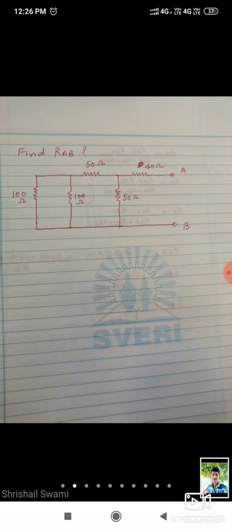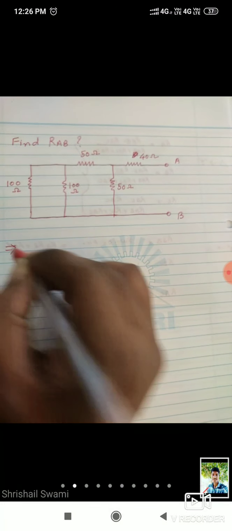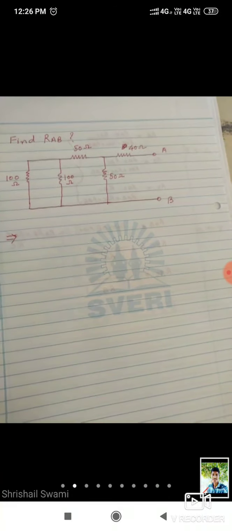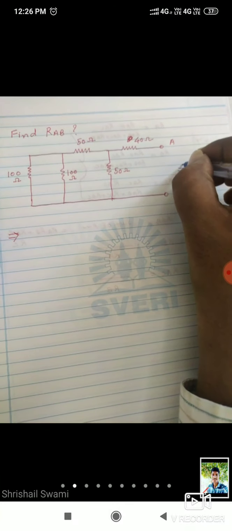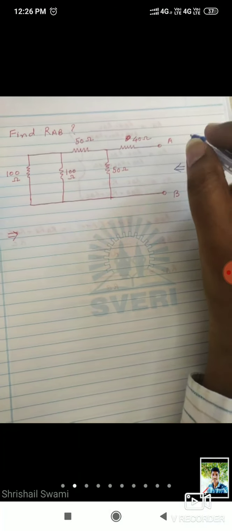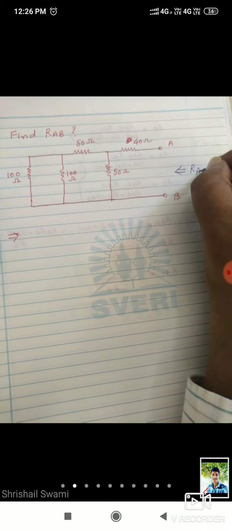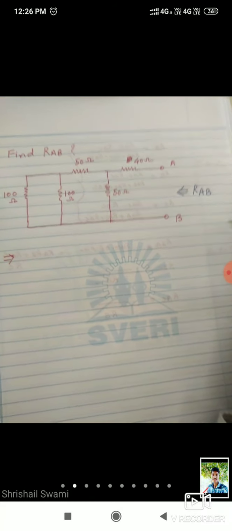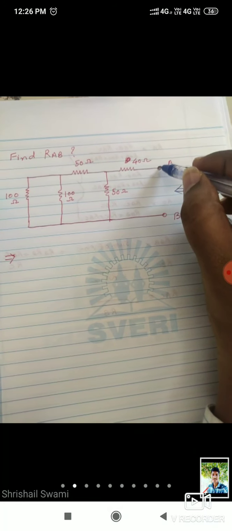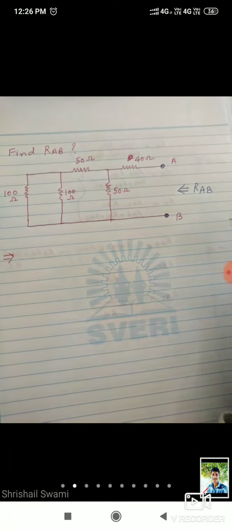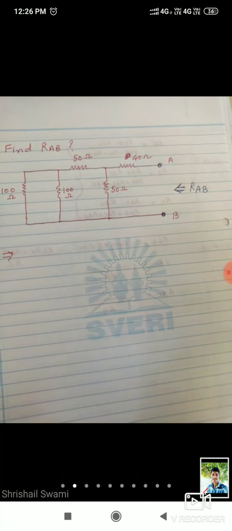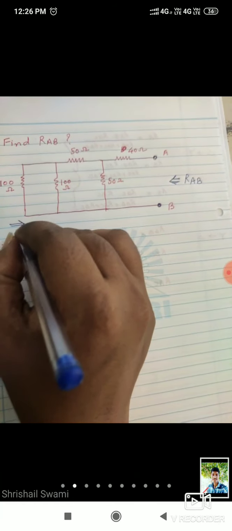Find out RAB. Now here, if you are observing the circuit carefully, first of all, you can mark the direction between two terminals in which you are going to find out the equivalent resistance, that is the RAB. So RAB you are going to find out between two terminals A and B here. Okay, so mark the direction of arrow and just mention RAB, but you have to start in the opposite direction.